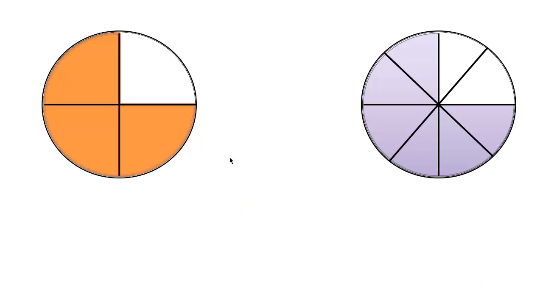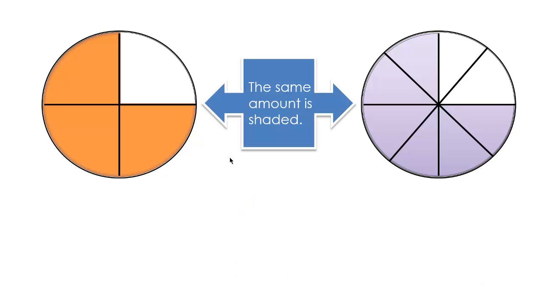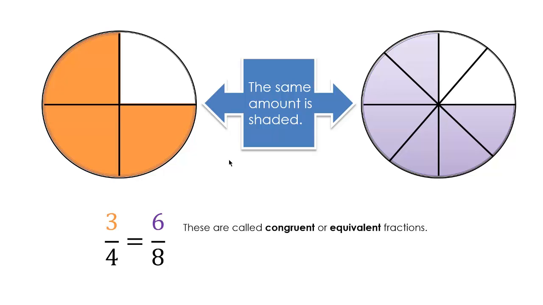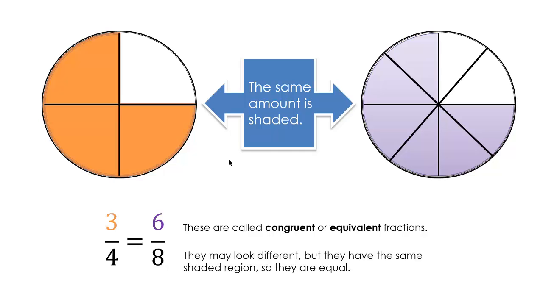Did you notice something interesting? The same amount is shaded in both of these circles, but we got different answers. It turns out that 3/4 equals 6/8. These are called congruent or equivalent fractions. They may look different, but they have the same shaded region or parts, so they are equal.